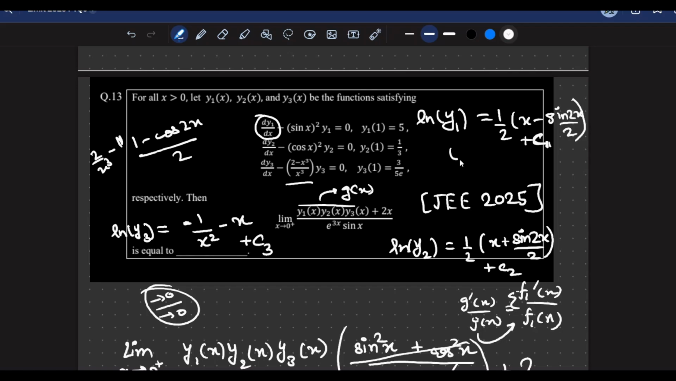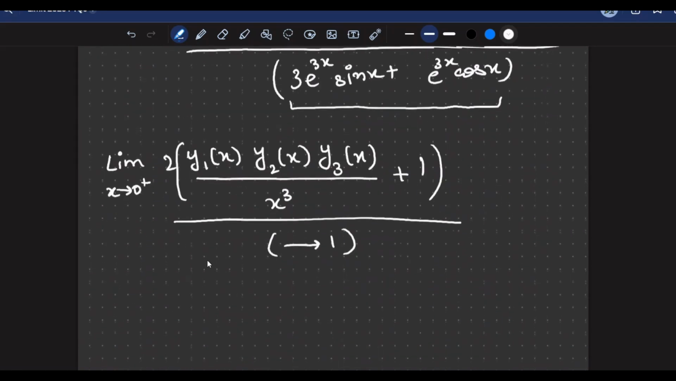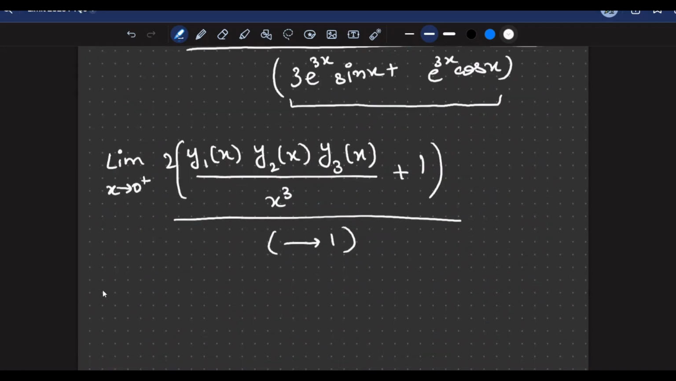So y1 will be e power this thing, y2 will be e power this thing, y3 will be e power this thing, all right? And when these three get multiplied, for now I'm just manipulating this expression. I'm not bothering about these two. So what I'm going to write here is this expression only. Once we get it manipulated, I'll substitute it into the real expression.